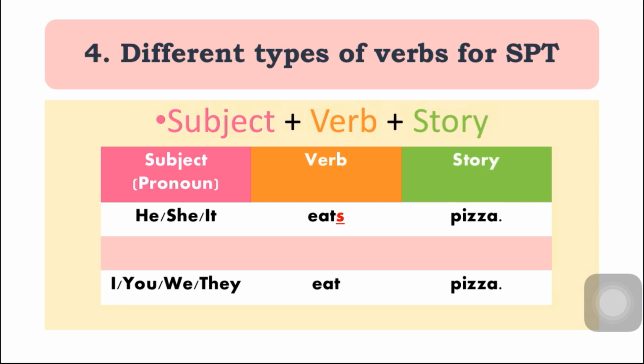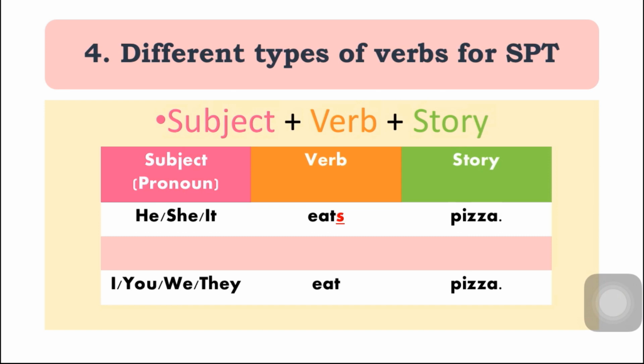Okay, now we are going to learn different types of verbs when we are writing simple present tense. Here, we can see that I have divided the examples into two rows. We can see that for he, she, it, there is an S added to the verb. For example, he eats pizza or she eats pizza. When we're using he, she, and it, we need to add S to the verb. Whereas when we're writing a simple present tense sentence using I, you, we, or they, we do not need to add S to the verb. So we can see here, I eat pizza or you eat pizza.